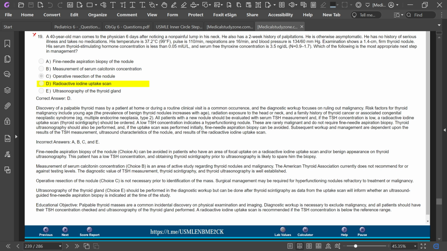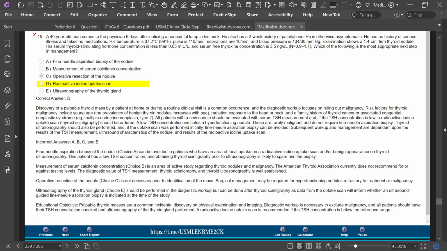Subsequent workup and management are dependent upon the results of TSH measurement, the ultrasonographic characteristics of the nodule, and the results of radioiodine uptake.